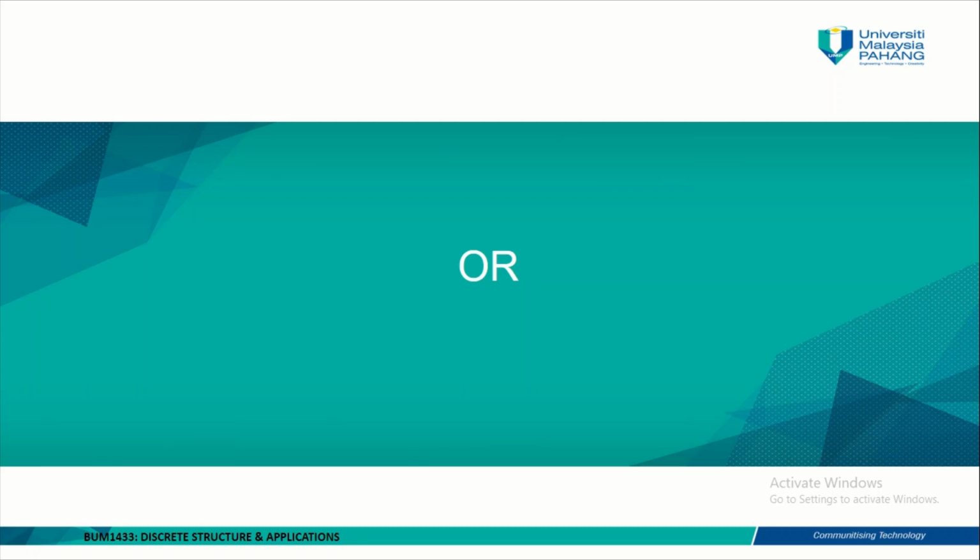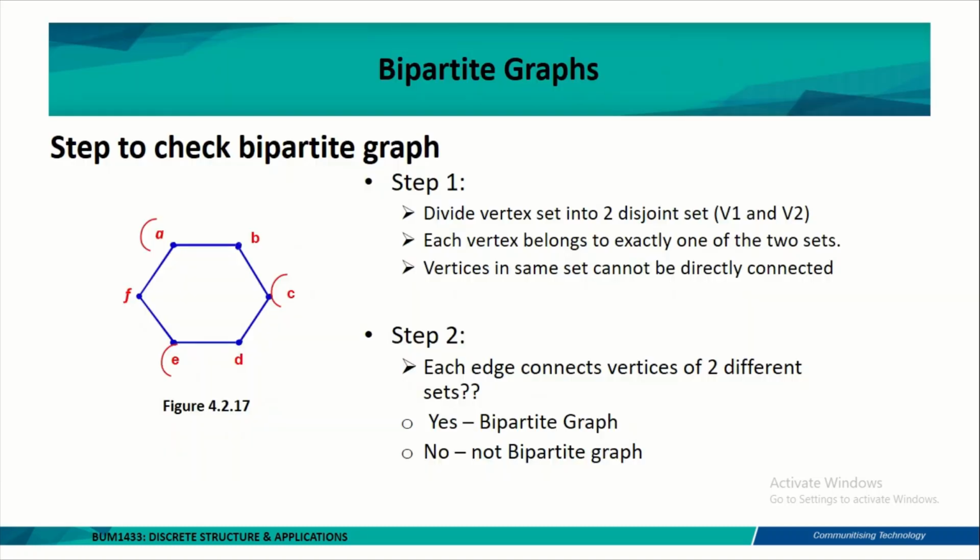Or you can use another method to check whether the graph is bipartite or not. This method is simpler. Step 1 is we need to divide the given vertex set into two disjoint sets V1 and V2, and each vertex belongs to exactly one of the two sets and the vertices in the same set cannot be directly connected. Step 2 is each edge connects vertices of two different sets.